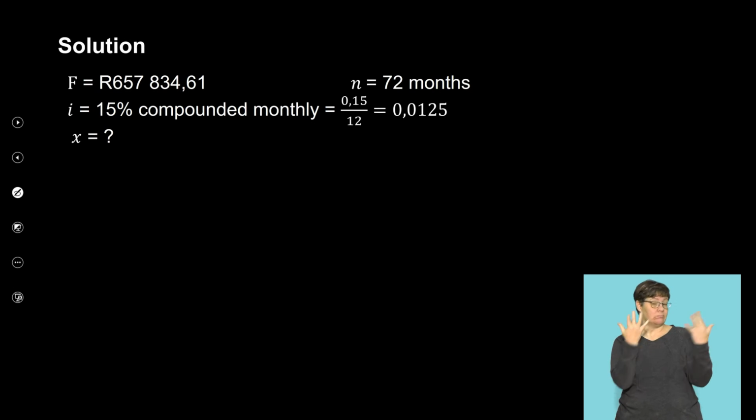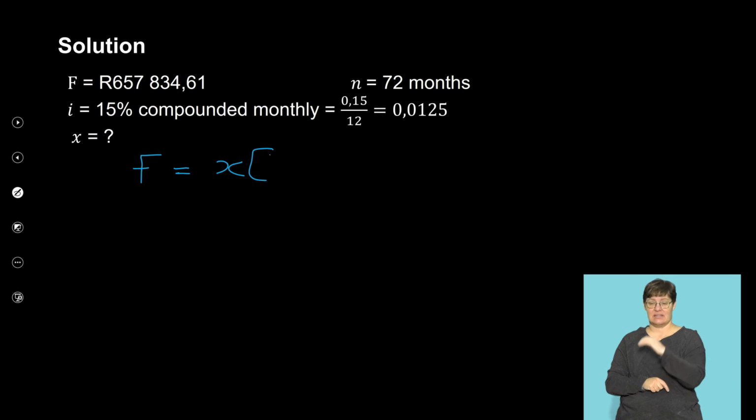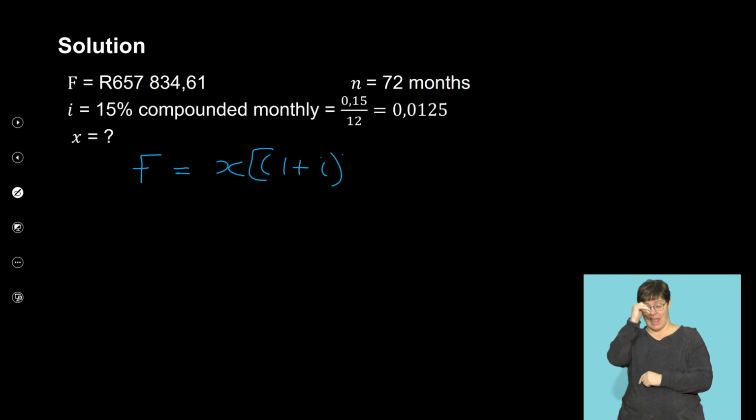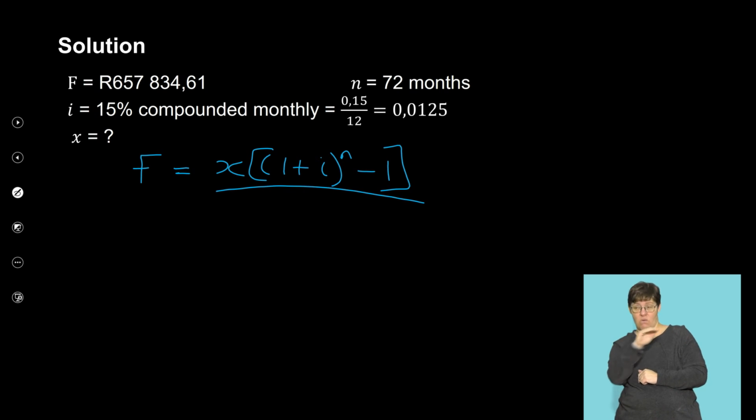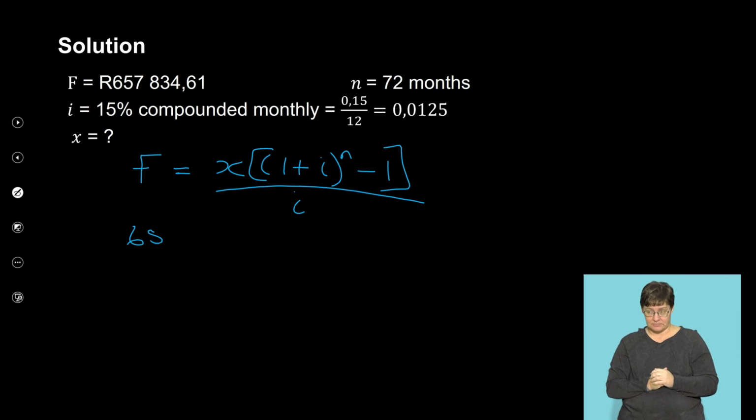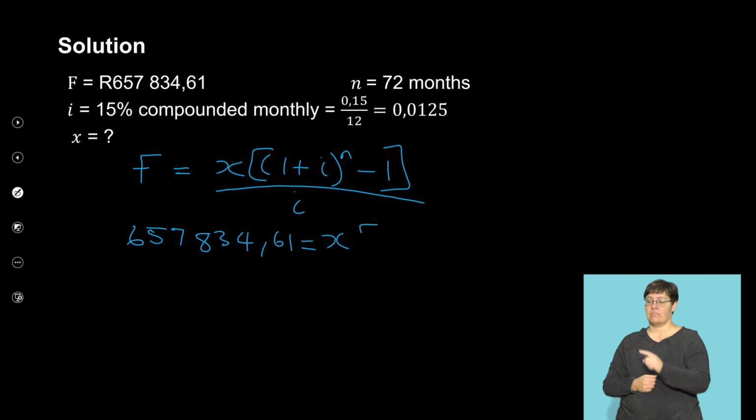Now, to do this calculation, we are going to say F is equal to X over i. Remember, we always start with the formula, guys. You don't just jump into substituting into something that I cannot even see where you get it from, right? I'm going to substitute everything I know and then solve for what I do not know. So this will be 657,834.61 is equal to X, which I do not know, times (1 plus 0.0125, I mean, all of this divided by 12.